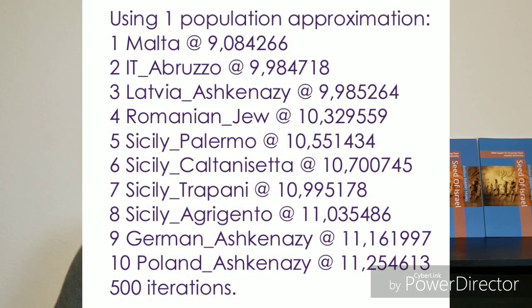So here's the Admix Oracle, least squares method using one population approximation. Malta, that's somewhat of a distance, 9.084266. Usually it gets more accurate the lower distance you get. So if you're getting down to like 1, under 1, you're getting really close. But then Italian Abruzzo, Latvia Ashkenazi, Romanian Jew, again Sicily Palermo, Sicily Caltanissetta, Sicily Trapani, Sicily Agrigento, German Ashkenazi, Poland Ashkenazi.